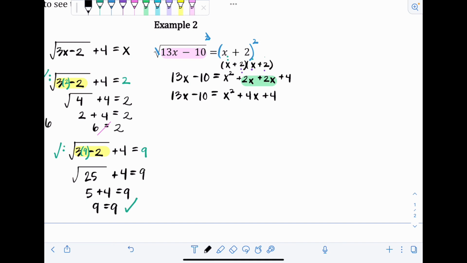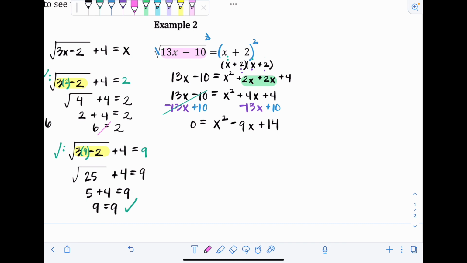And then now I can get everything on one side. Since I have a quadratic, I'm most likely going to have to factor it or use another method for solving it. So the first step is just getting everything on one side of the equal sign. So I'll subtract over the 13x, lining it up under the 4x. I will add over the 10, lining it up under the 4, so that it's all lined up with their like terms. These both cancel out to 0, so this is going to be a 0 right here. And then x squared, 4x minus 13x is 9x, and then 4 plus 10 is 14.